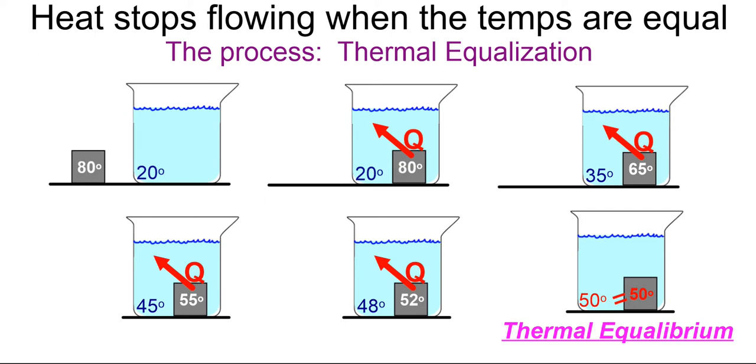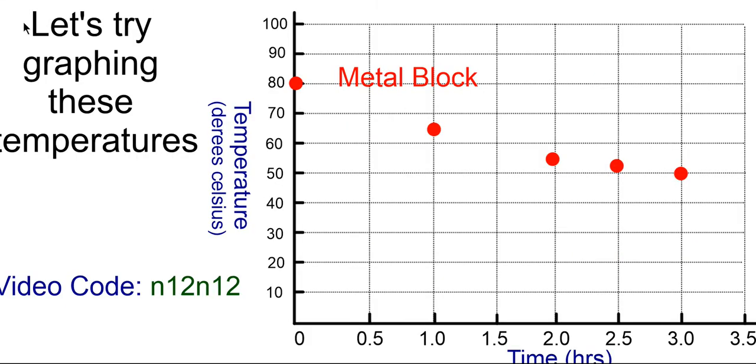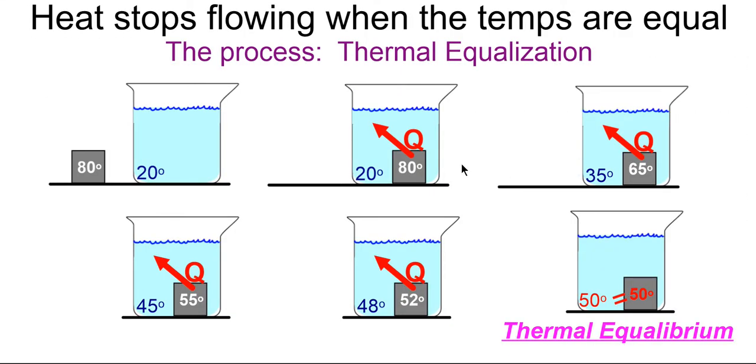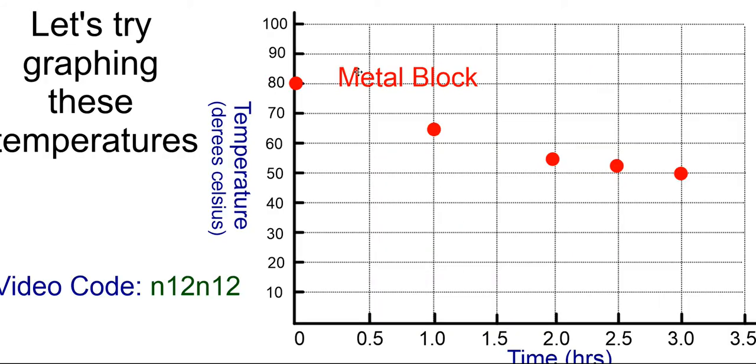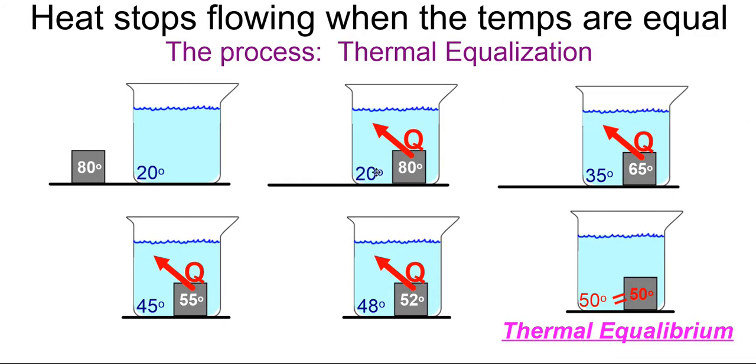Now I got some numbers here. What if we tried to graph those numbers? Didn't we start here at, didn't it go 80 down to 65, etc.? I've graphed here the middle block, 80, 65, and there were all the numbers. And you can see that temperature of the block coming down. This is hours over here, and this is temperature coming down. Good. By the way, here's your video code. N12, N12.